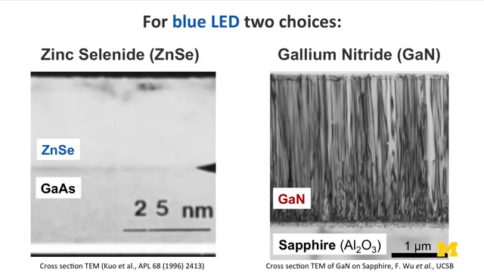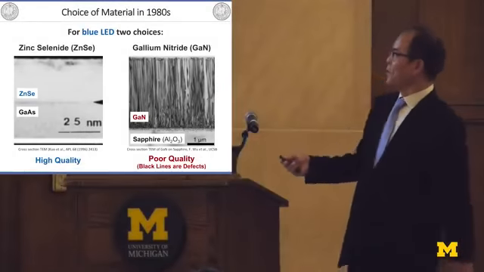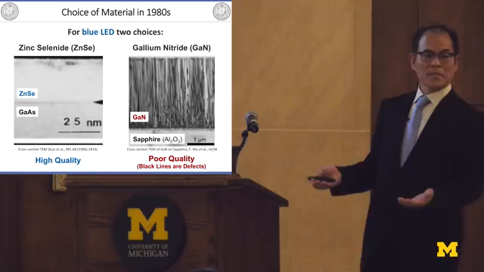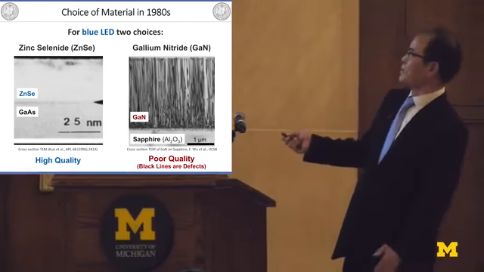This is a cross-sectional TEM. This is gallium nitride grown on sapphire. You can see dark lines. These dark lines are crystal defects. And this is zinc selenide grown on gallium arsenide. Nothing. Beautiful crystal. No crystal defects. So in the 70s and 80s, nobody selected this one.